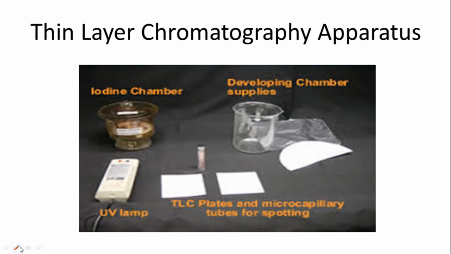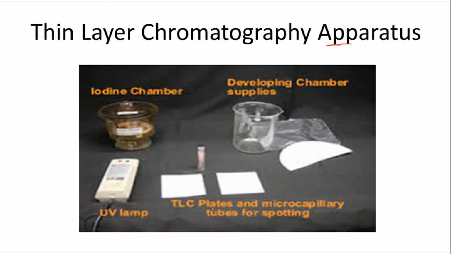Then what are the apparatuses required for TLC chromatography? You know very well: TLC plate, microcapillary tubes for spotting, developing chamber, supplies, silica gel, UV lamp, iodine chamber. This is the basic required apparatus. The iodine chamber and the UV lamp are for detection.